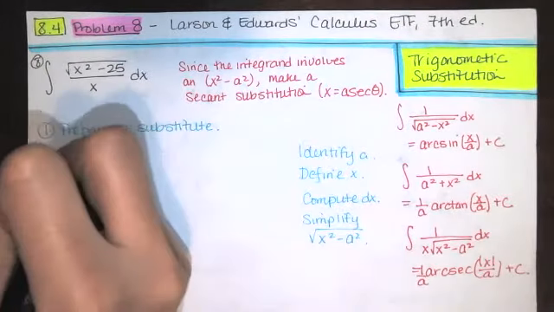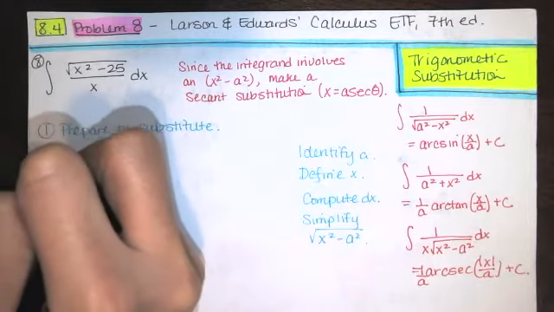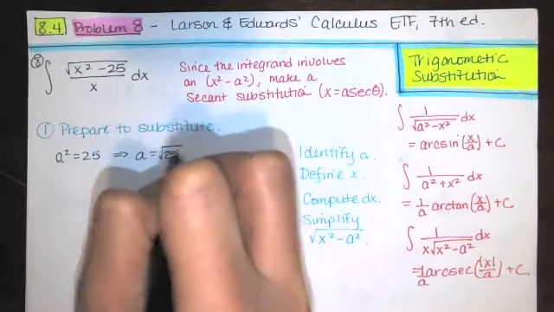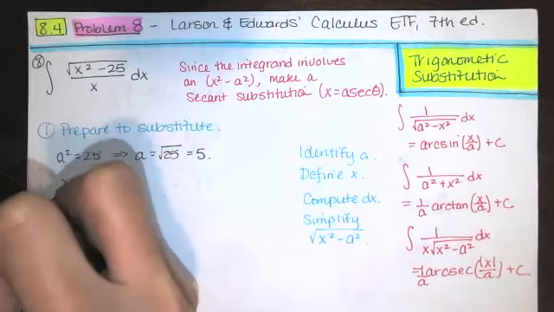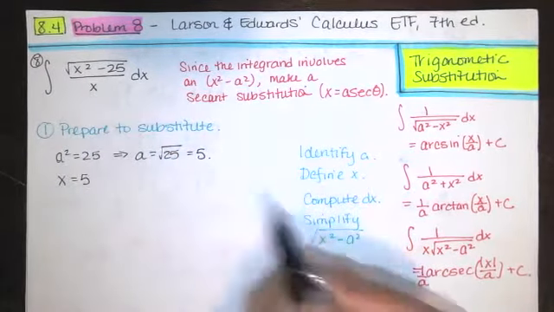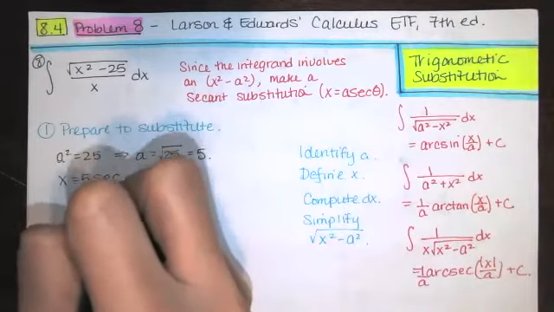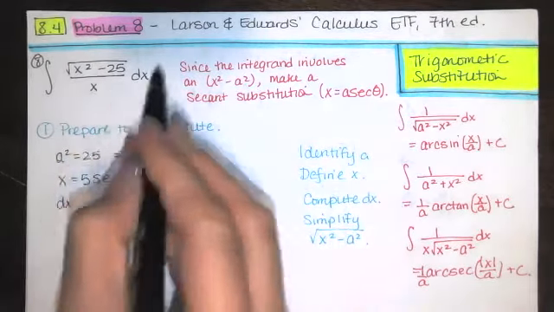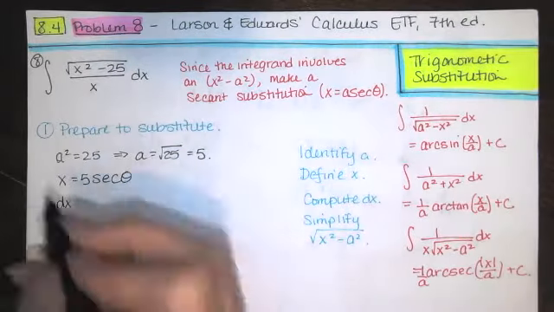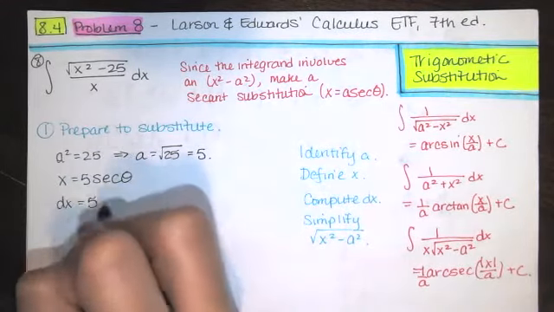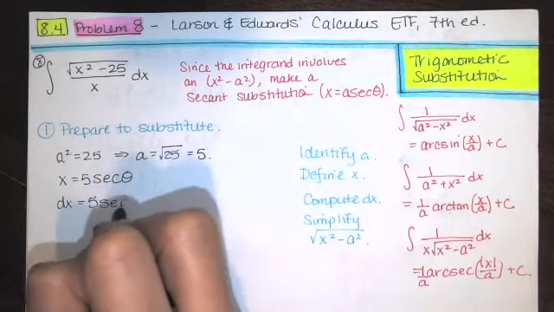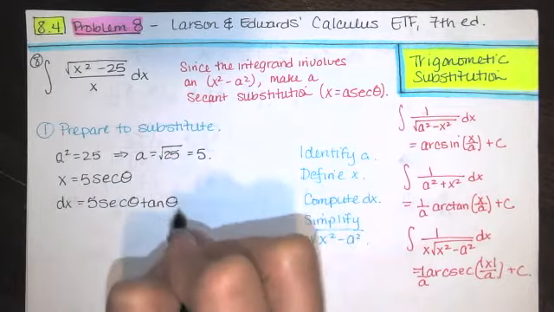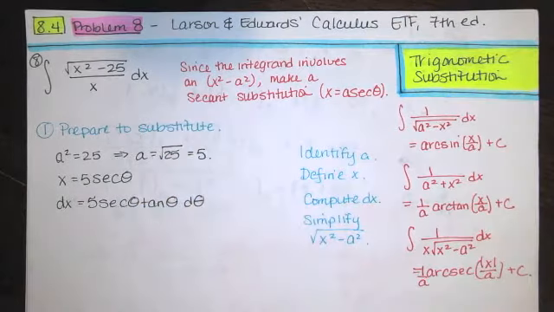So we will identify a. A squared is 25, so a is the square root of that, which is 5. And x is a times secant of theta. Then we compute dx, because we need to write all of this in terms of theta. dx is 5 times the derivative of secant of theta. The derivative of secant of theta is secant of theta times tangent of theta. Don't forget to multiply by d theta to get that differential of x.